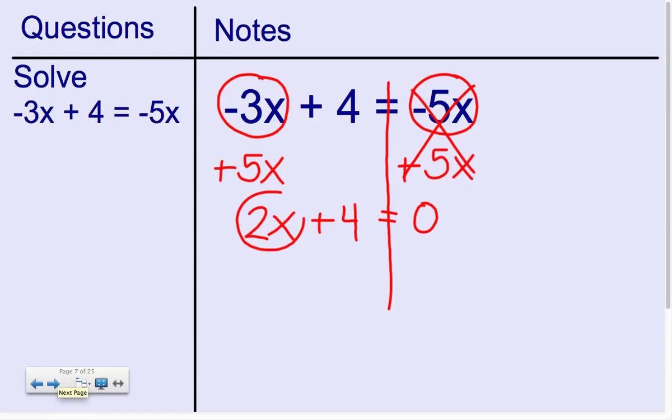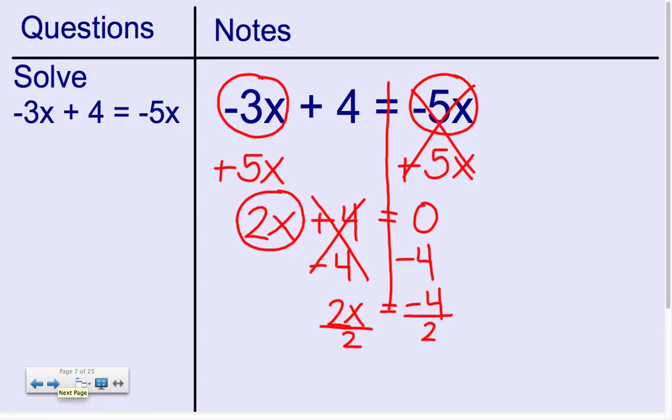2x is my couple. So the opposite of plus 4 would be minus 4 on both sides. These make 0. Bring down my 2x. 0 minus 4 is negative 4. Divide both sides by 2 to break up my couple. And I'm left with x equals negative 2. Remember, a negative divided by a positive makes a negative.